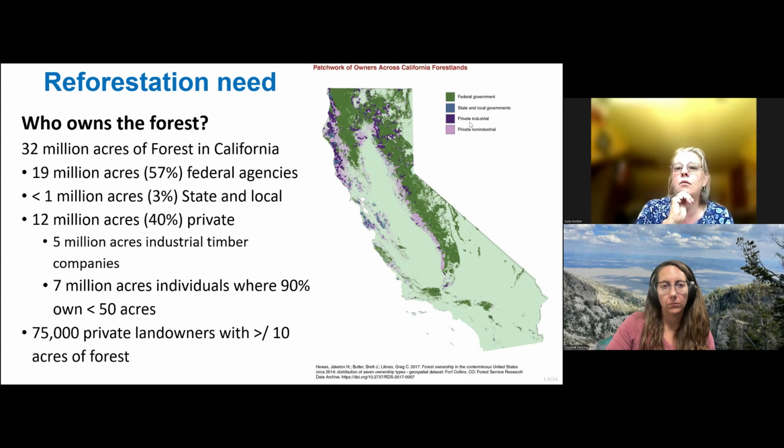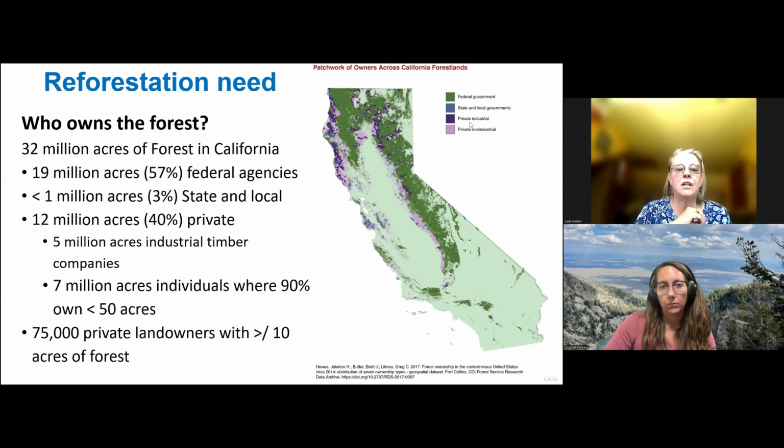90% of the ownerships own 50 acres or less. And that's not very close to being something that you can do as a living on your property. And so private landowners with smaller holdings are not necessarily in the business of forestry. They have occasional management activities and a small landscape to manage. That said, there's 75,000 landowners with more than 10 acres of forest in California. Those are numbers from the Forest Service's National Woodland Owner Survey from 2018.